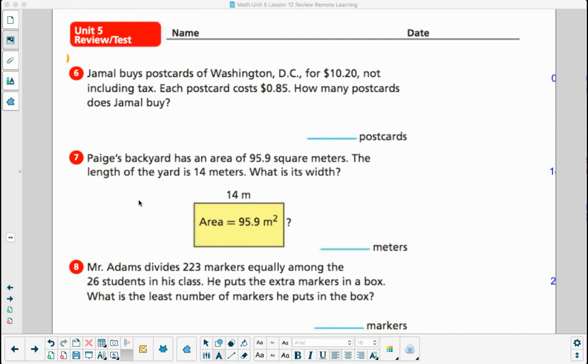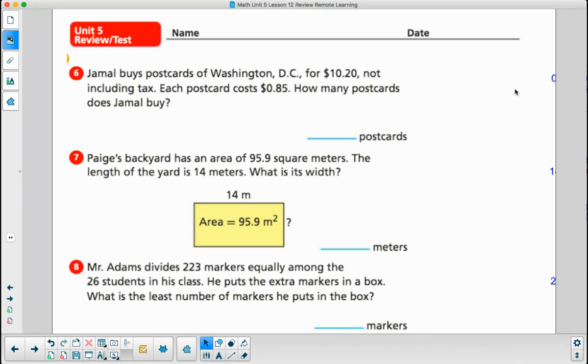All right, number 6. Jamal buys postcards of Washington, D.C. for $10.20, not including tax. Each postcard costs 85 cents. How many postcards does Jamal buy? So the total is $10.20. I want to break it into 85-cent parts. It's $10.20 divided by 85 cents.